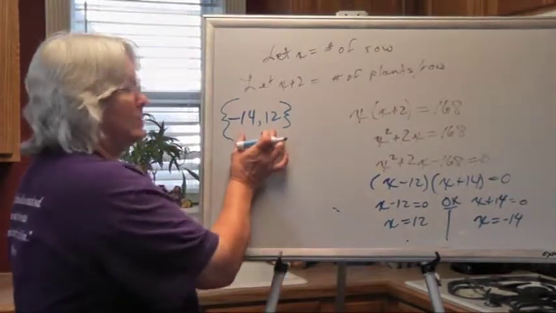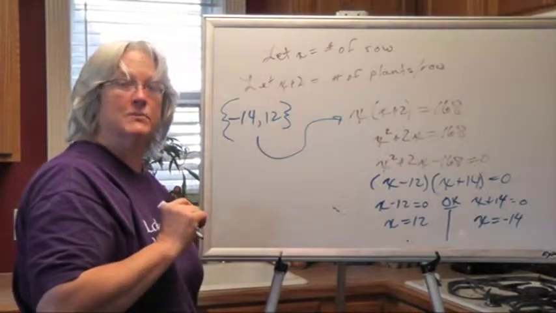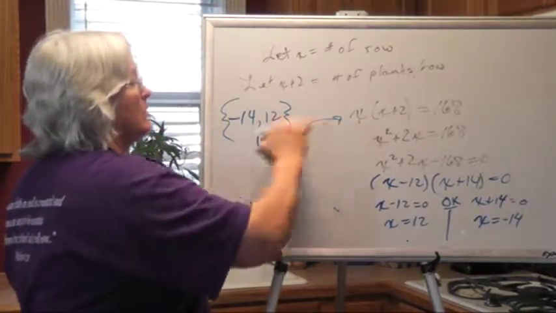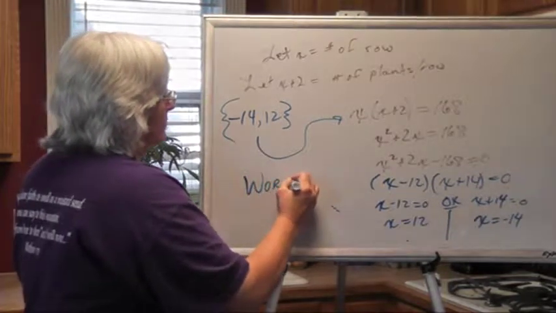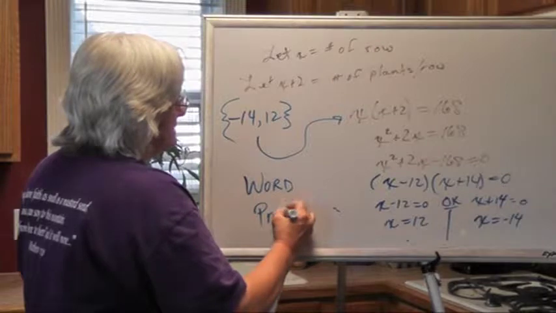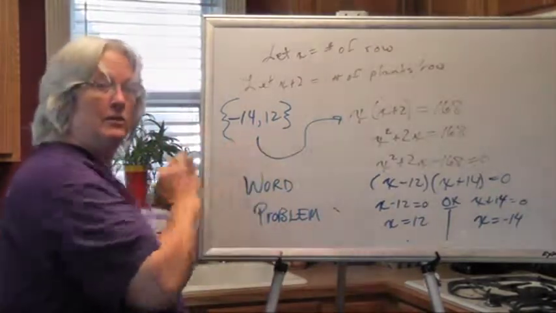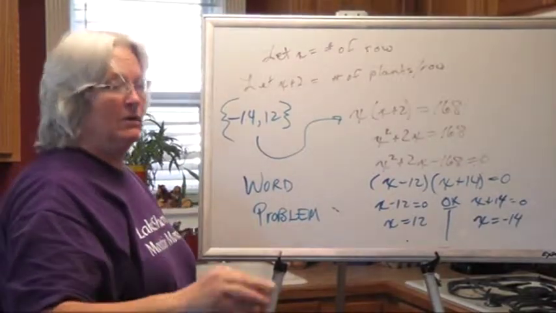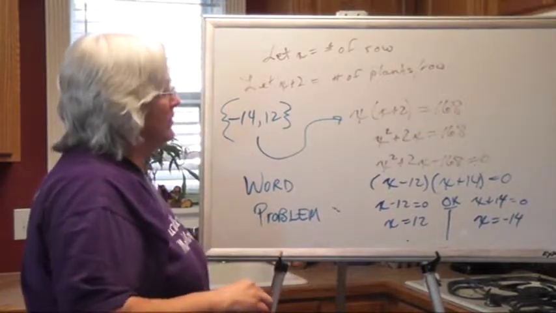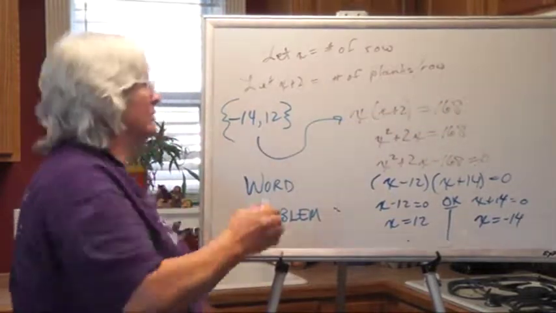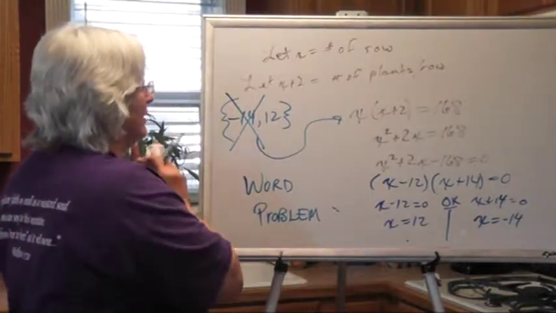Now, we're going to take the negative 14 and the 12 and substitute this into the original equation? No, because this is a word problem. Word problems are real life things. They have to make sense in real life. Can you have a negative number of rows in your garden? No, not unless the gopher comes along, eats all your plants, and then digs holes in a new row for you. So no, you cannot have a negative number of rows in a garden. So the answer has to be 12.